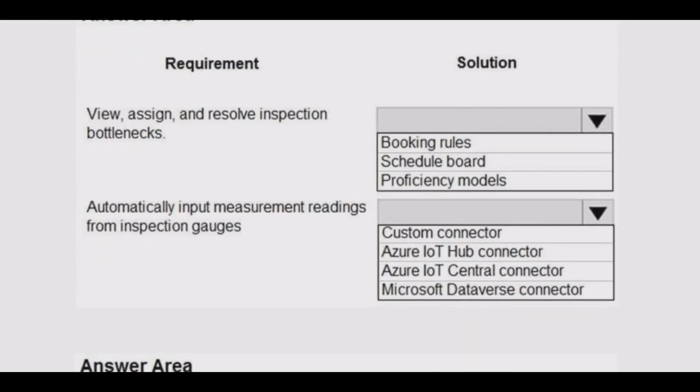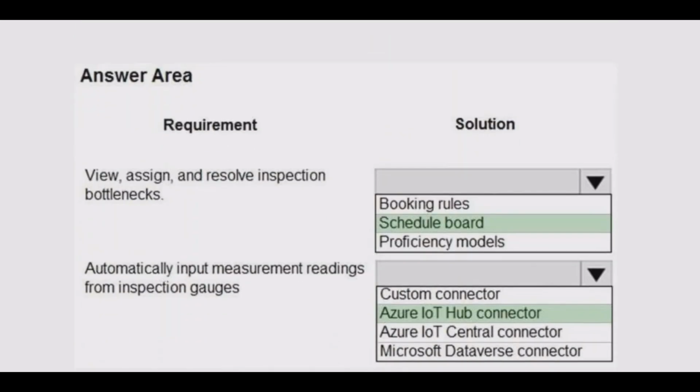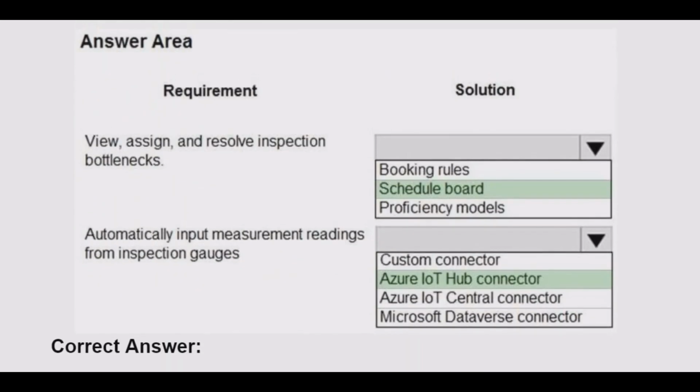Now, the answer for the requirement, view, assign and resolve inspection bottleneck, is schedule board. And the answer for the requirement, automatically input measurement readings from inspection gauges, is Azure IoT Hub connector.